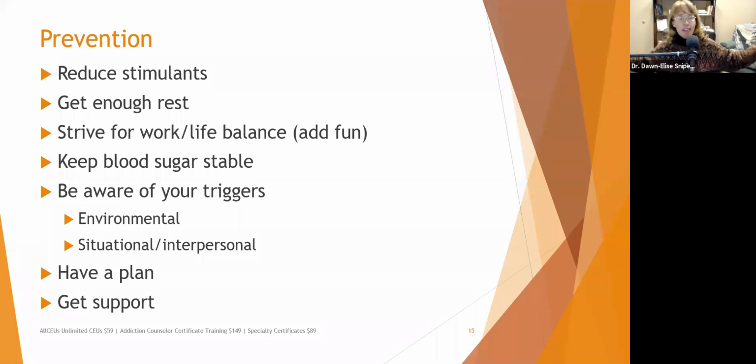Hey, be aware of your triggers. Who knew? Know what your environmental triggers are for anxiety or anger.